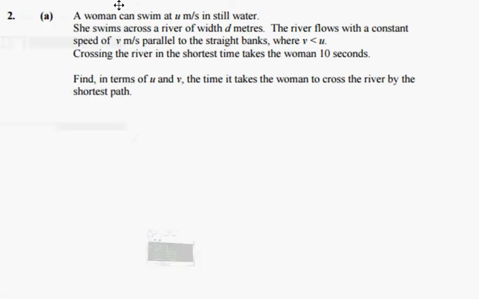So what we have here is a woman who can swim u meters per second in still water. I have a slight problem with this because I usually use W for water, so woman in water would be WW. So I'm just going to rename her girl in water. Let G equal girl, which in turn equals the woman. That'll just help me out with this.